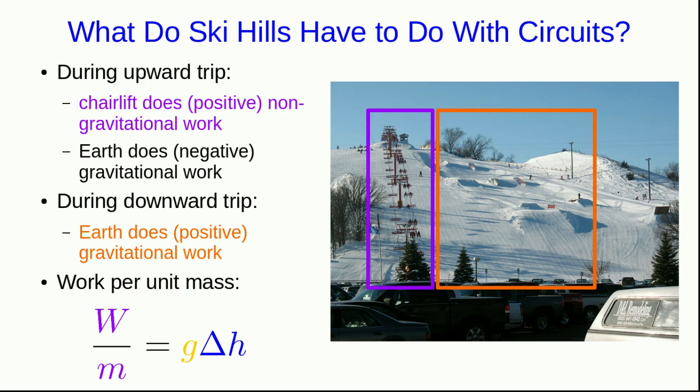The work to move a skier up from the bottom to the top of the ski lift would be mg delta h, and so the work per unit mass is just g delta h. And that is the same magnitude of work that the Earth then does as the skier goes back down the hill. Because, obviously, whatever height you go up as you ride the chairlift up, you must come back down exactly that same height to get back to the bottom of the chairlift as you ski down the hill.